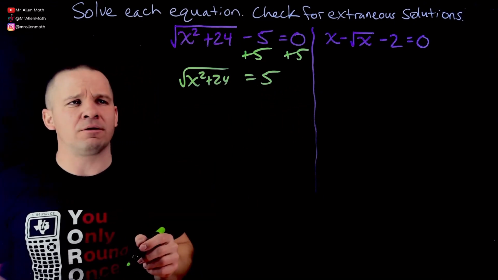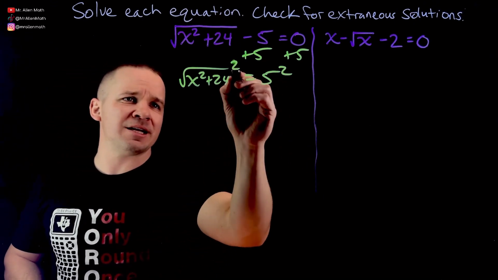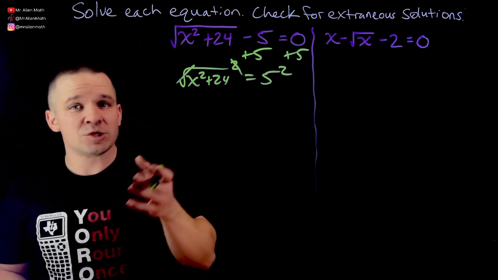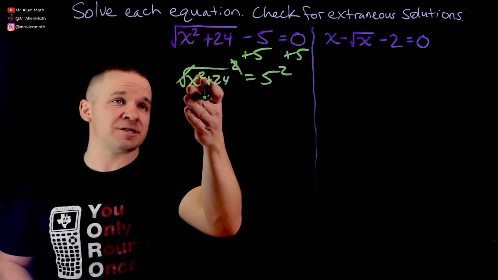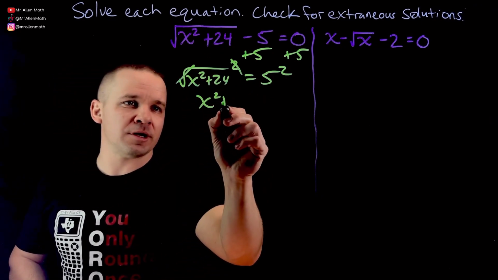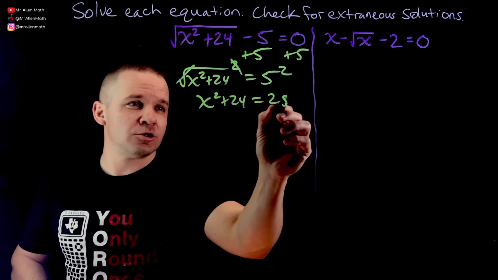How do I get rid of my radical? Well, I'm going to square both sides. That's the inverse operation of square rooting. Squaring will undo square rooting. So I got to square this side, but if I'm going to do that, I got to square that side. And I'll get x squared plus 24 equals 25.